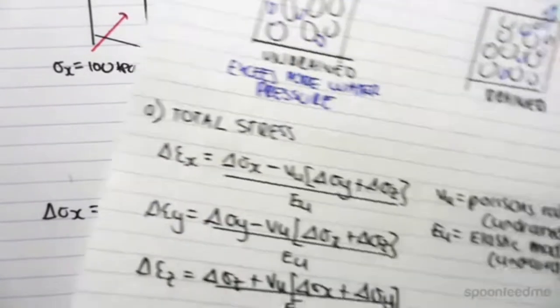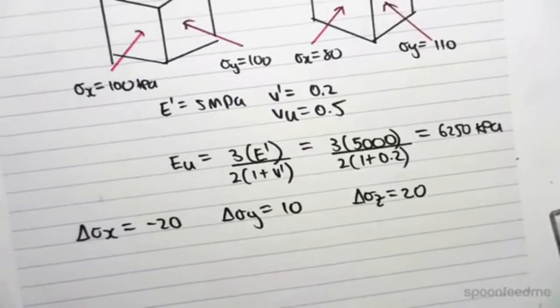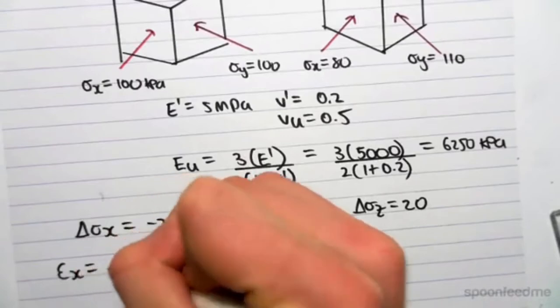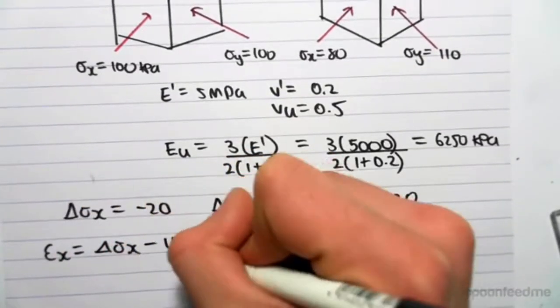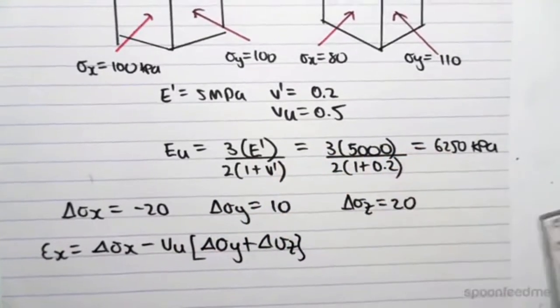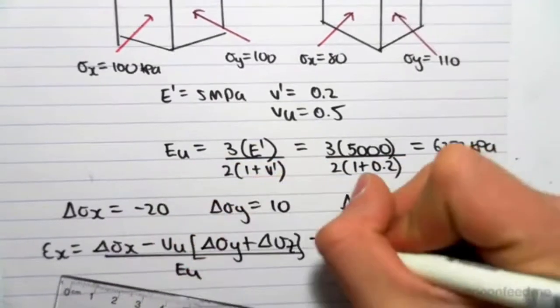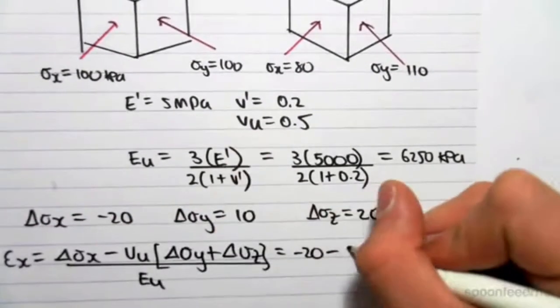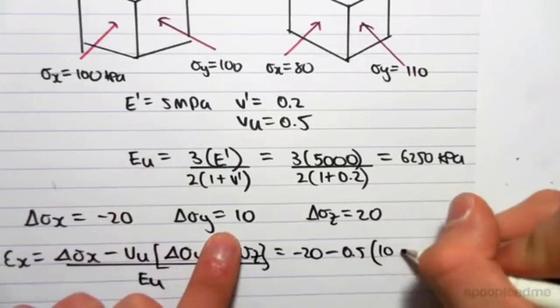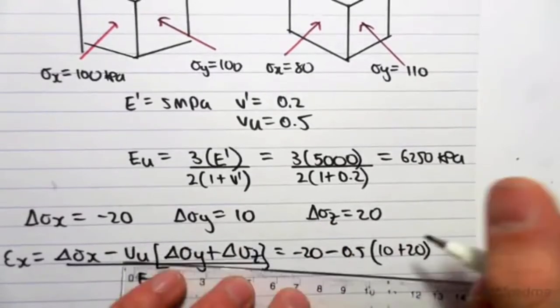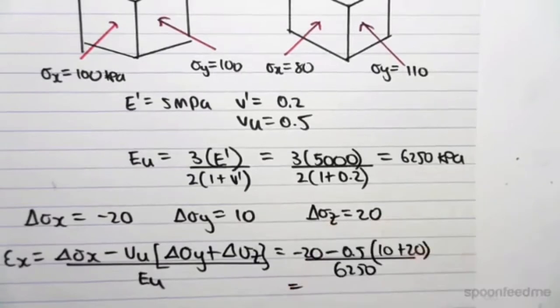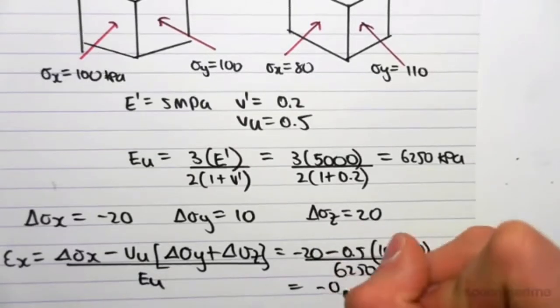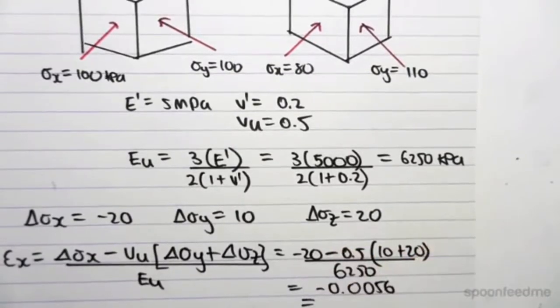Now we can use the formulas developed in the previous video, these formulas here, to find the strain in each direction. So the strain in the X direction is given by the change in stress in the X direction, minus V subscript U, open brackets change in stress in Y plus change in stress in Z, over EU. So if we sub in our values, the change in stress in X is minus 20, our Poisson's ratio undrained is 0.5, open brackets 10 plus 20, and this is all divided by E subscript U, which is 6250. If we plug this in, so it's 30 times minus 0.5 minus 20 divided by 6250, we get minus 0.0056, which we can also write as a percent, so we just times that by 100, minus 0.56%.